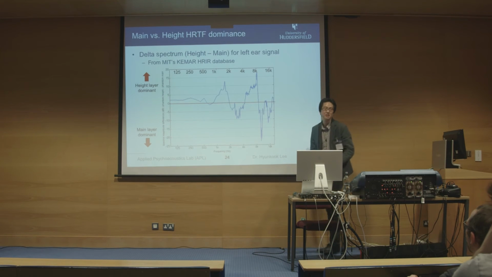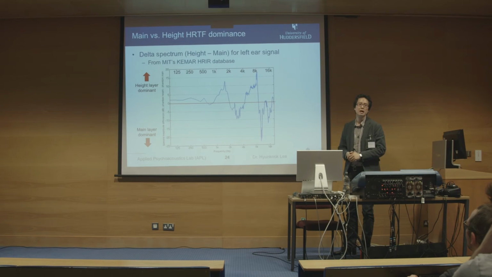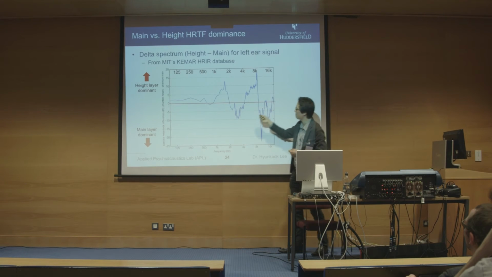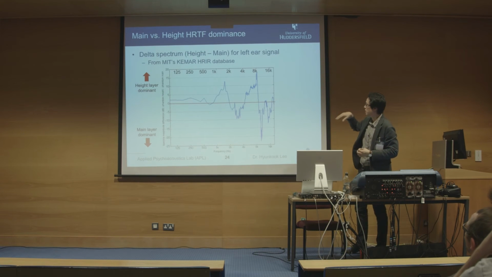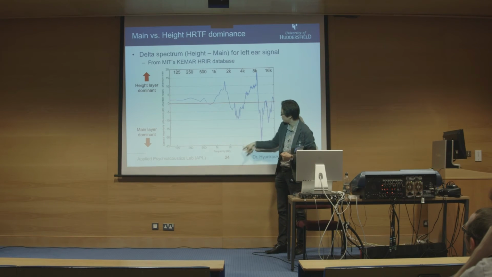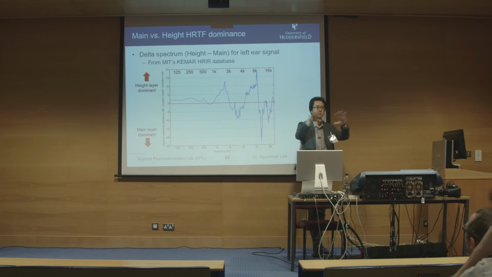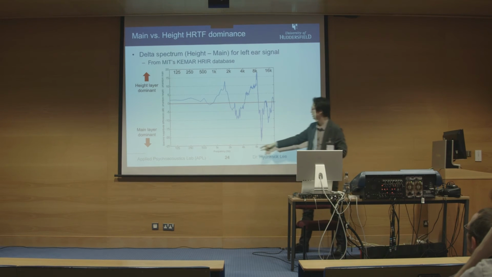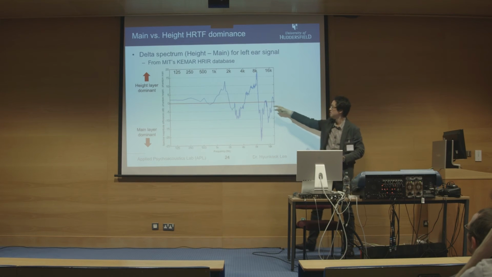In order to understand the result, we have to understand how the spectrum of the ear input signal looks, and how the spectrum of the lower loudspeaker signal and the high loudspeaker signal differ in terms of HRTF. This is the delta spectrum calculated from the MIT KEMAR HRIR database. It basically shows that at around 2 to 4K, the sound reproduced by the main layer is more dominant. It has boosted energy around 2 to 4K, whereas the height layer signal has more energy around 8K.